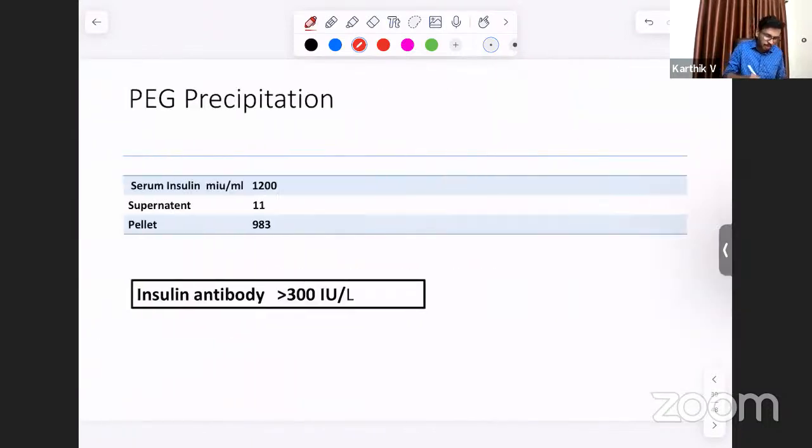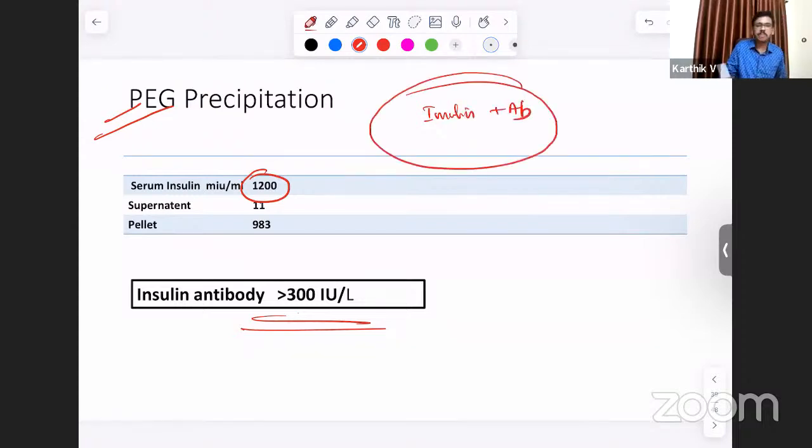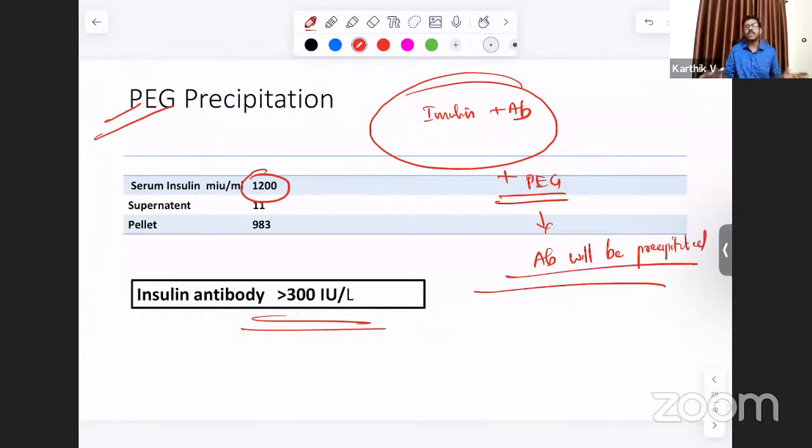Okay. So in the patient, the serum insulin is 1200 and the insulin antibody was also very high, more than 300, confirming the diagnosis of Hirata. So polyethylene glycol precipitation is one diagnostic test that we use to confirm Hirata. So why is the serum insulin in thousands in this patient? It is because the insulin is bound to antibody, and this is being detected by the assay. When you add polyethylene glycol, the antibody will be precipitated. Okay, the details you don't need at this level. You just know that polyethylene glycol precipitation is done to confirm Hirata syndrome, and you can also do a serum insulin antibody to confirm the diagnosis of Hirata syndrome.